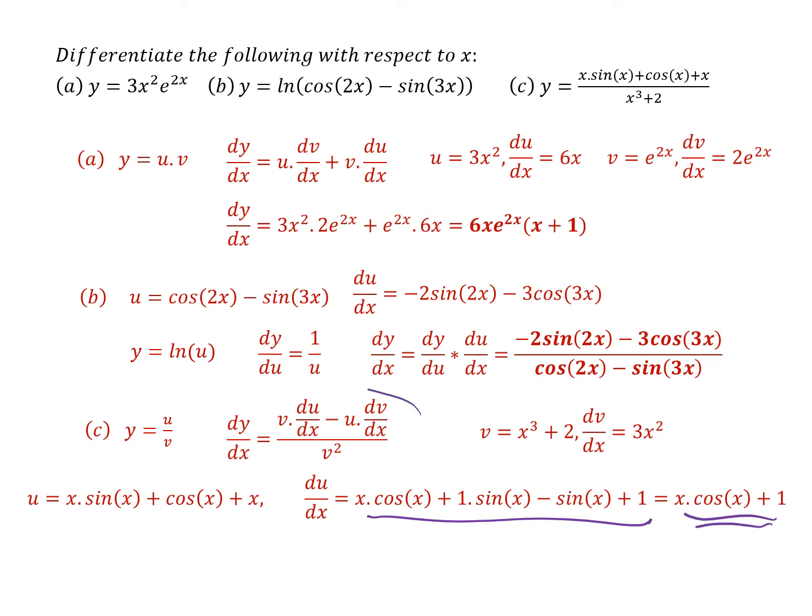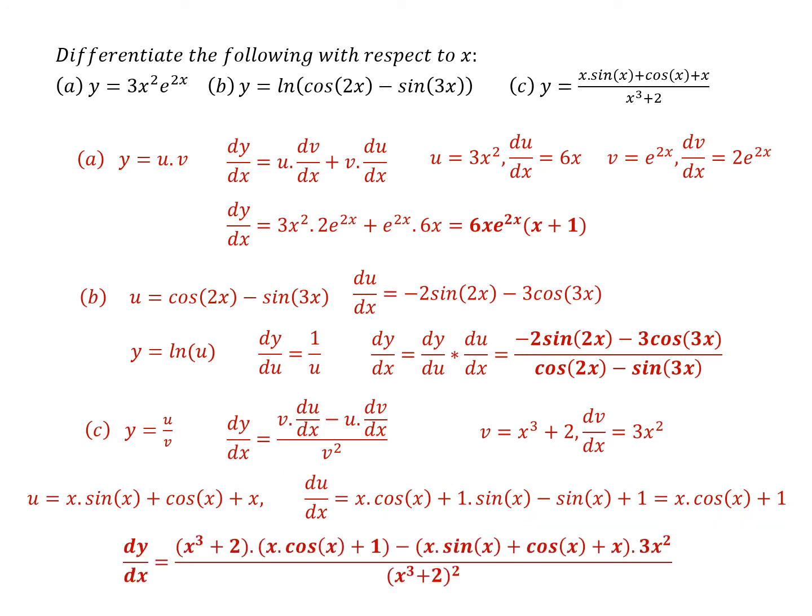Then when we put those things into the expression for dy dx, we get dy dx equals v, which is this, times du dx minus u times dv dx, over v squared. Not going to spend any time simplifying that. It's complicated enough as it is, and actually I don't think it does simplify anyway. Okay, so there we are.